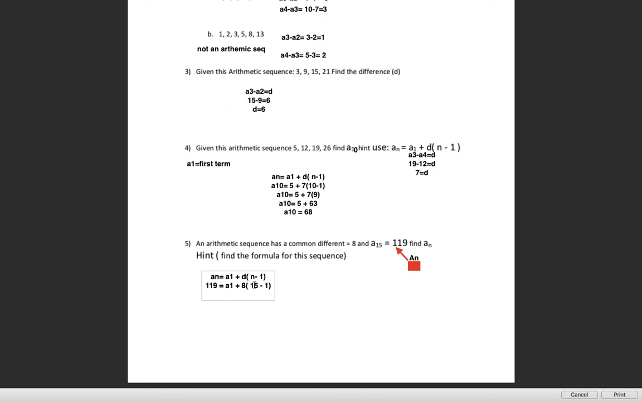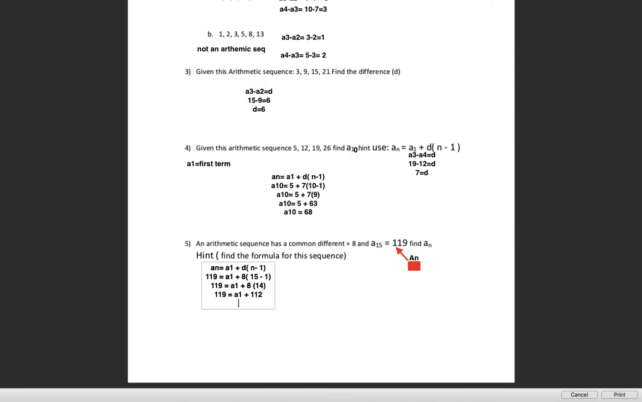So now, again, what can we do first here? Can we multiply this 8 in? Can we do anything with this 119? Not yet. We always have to do the brackets first. So 119 equals A1 plus 8 times, and then 15 minus 1 is a whopping 14. So then our next step, we can't do anything on this side yet, it's just alone, but we can multiply 8 times 14, which is 112. Oh, we're super close to finding that A1.